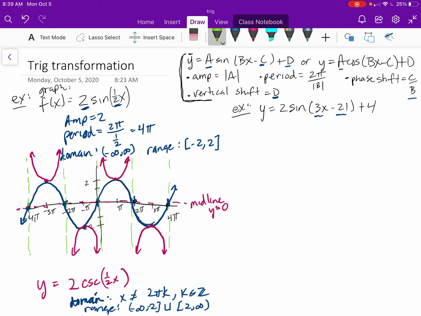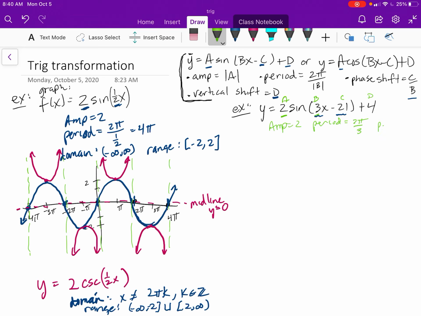So let's start with the easy thing. Here's our amp. Okay, our amplitude is 2. Now, the period is 2 pi over b. So we have 3 here. So the period is 2 pi over 3. And then the phase shift, so this is our variable c here.